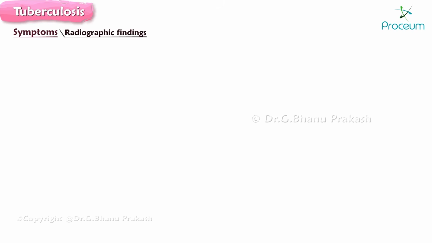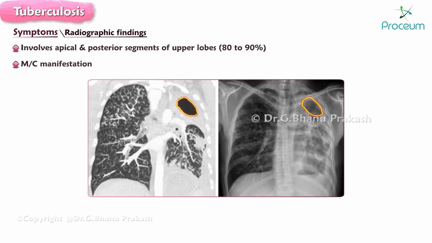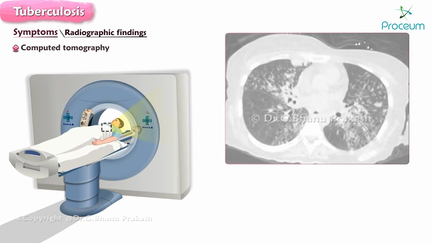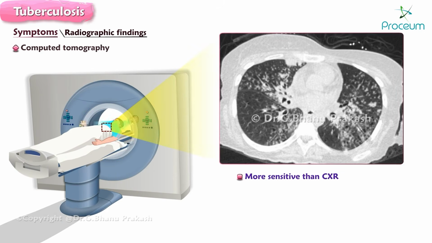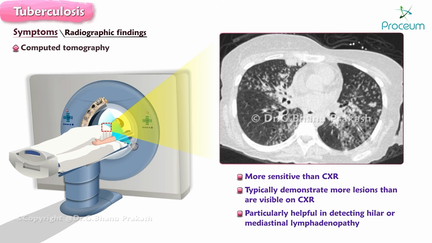Radiographic findings. Post-primary tuberculosis typically involves the apical and posterior segments of the upper lobes in 80 to 90% of patients. The most common and typical manifestation consists of patchy areas of consolidation with poorly defined margins. Computed tomography scanning is more sensitive than chest radiography for diagnosis, particularly for smaller lesions located in the apex of the lung. Computed tomography scans typically demonstrate more lesions than are visible on chest radiographs and are particularly helpful in detecting hilar or mediastinal lymphadenopathy.